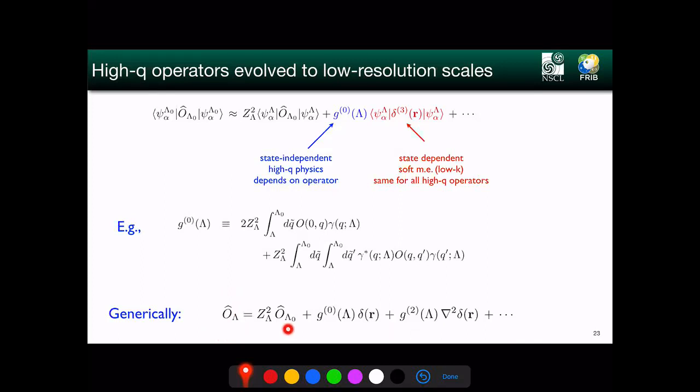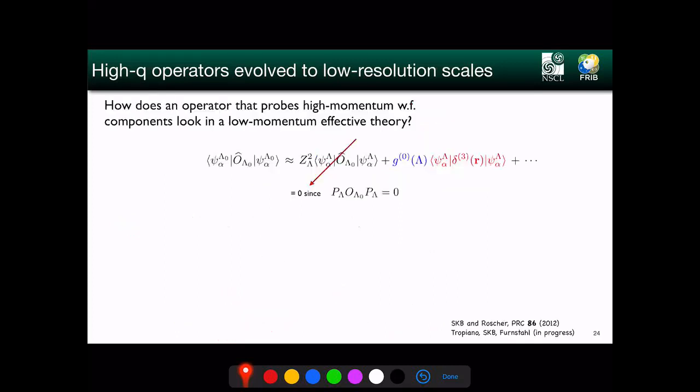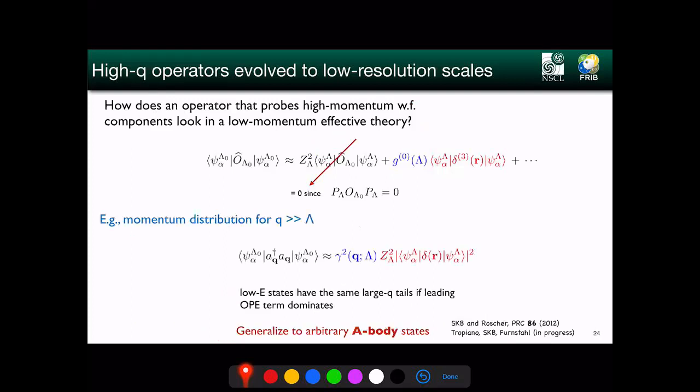So you have the original operator at the high scale with some wave function renormalization, and then you've got some sequence of local operators where these Wilson coefficients, again, encode all the high momentum physics that you're integrating out. Okay. And so you can then ask, well, what about an operator that probes high momentum components in the initial high resolution theory? What does it look like in a low momentum theory where there are no explicit high momentum modes?